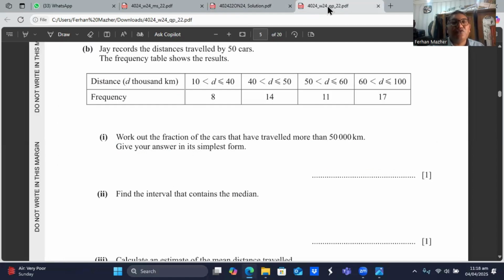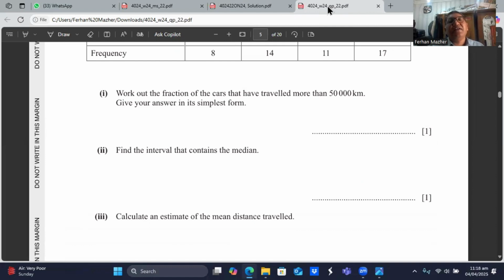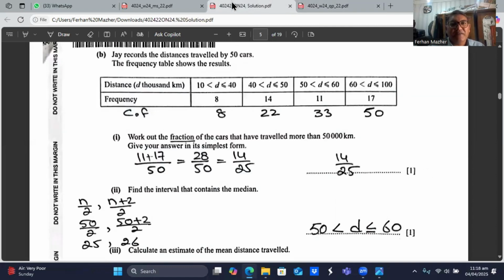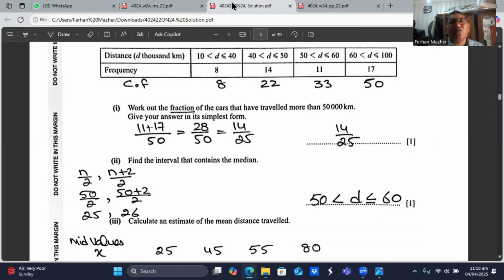Okay, so then we have the next part. This is question number 2B, second part. Find the interval that contains the median. To find the median, first of all, I need to find the cumulative frequency. The first frequency will be written as it is. The next frequency will be added to it. You get 22. To 22, I will add the next frequency, that is 33. To 33, I will add the next frequency, and that will be 50.